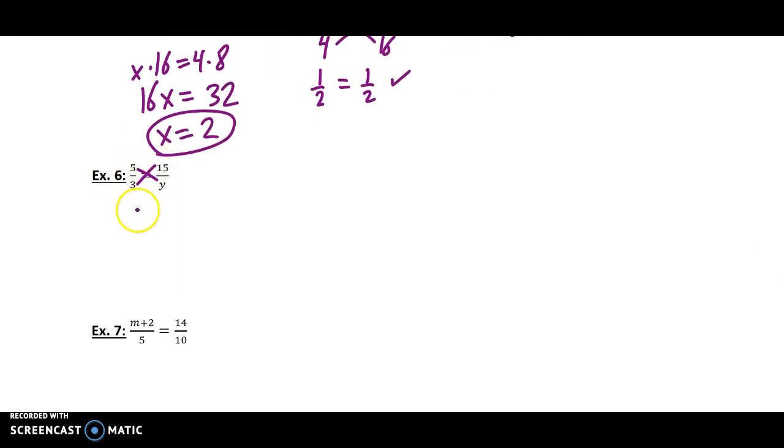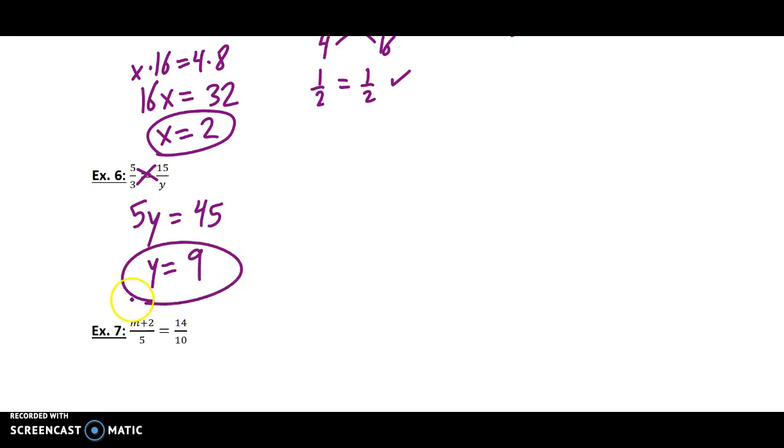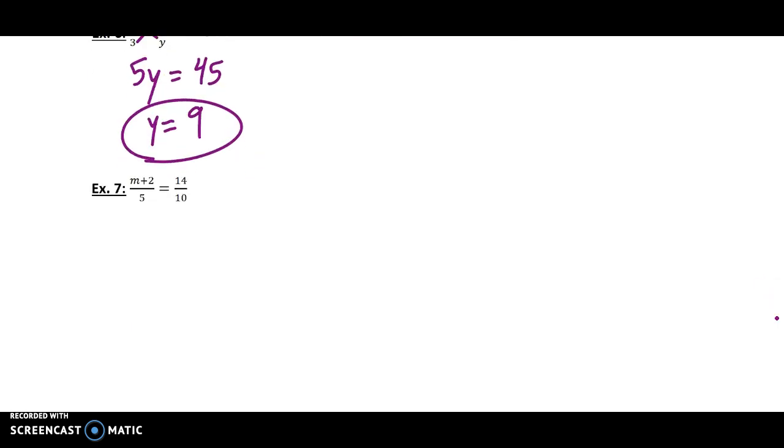Again, cross multiply. So you get 5 times y equals 3 times 15, which happens to be 45, right? Divide by 5 and you get y equals 9. And once again, you can check this. 5 times 9 is 45, 3 times 15 is 45, so it works. This is a slightly tricky one. This is the only time it gets kind of tricky.